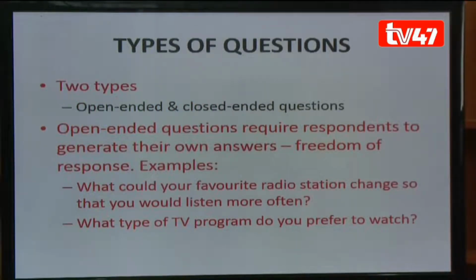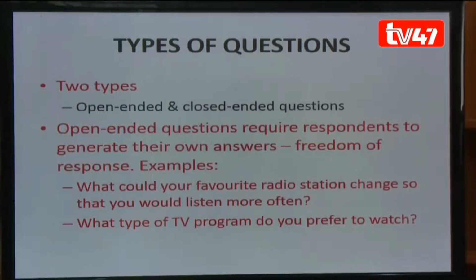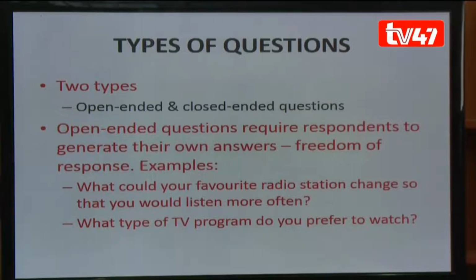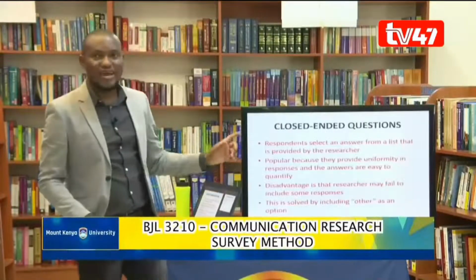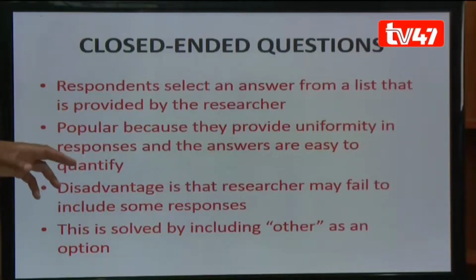There are different types of questions that you can ask, and one of them is what you call open-ended questions. And under open-ended questions, the respondent has got freedom of answering. So, for instance, you could ask them, what type of TV program do you prefer to watch? They have the freedom to tell you that. But the most common kind of questions that are asked are what you call the closed-ended questions. And closed-ended questions provide a list of answers from which the respondent can answer, and then they are able to tick or circle one of the responses.